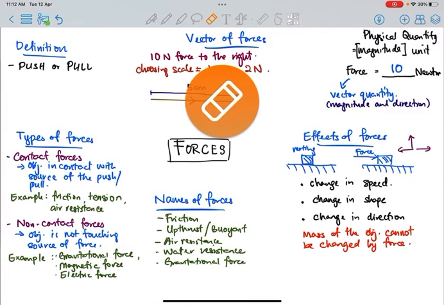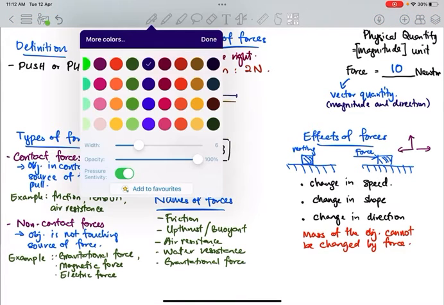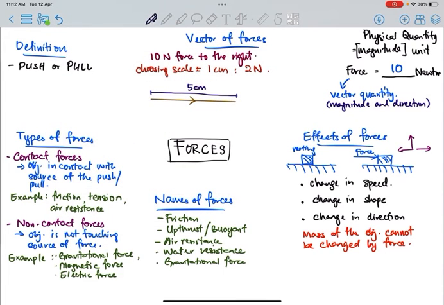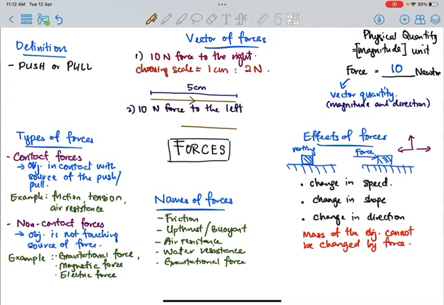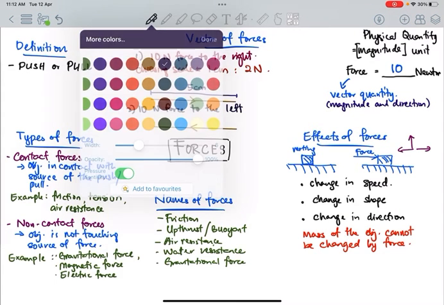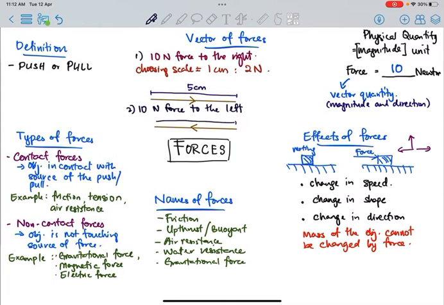If you are to reverse the direction, let's say you would like to increase the challenge and you want to try out 10 Newton force to the left. So the same thing you have to do, the drawing will be the same, where you have to draw a straight line and now pointing to the left, and the length of this straight line must also be 5 centimeters based on the scale that we have chosen.